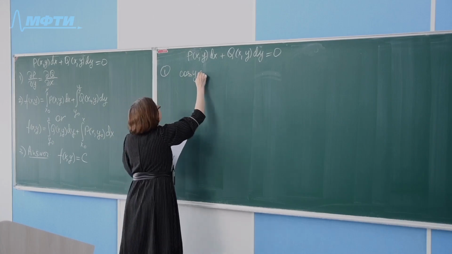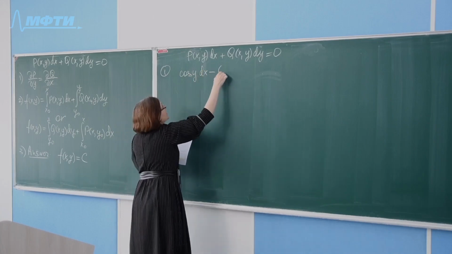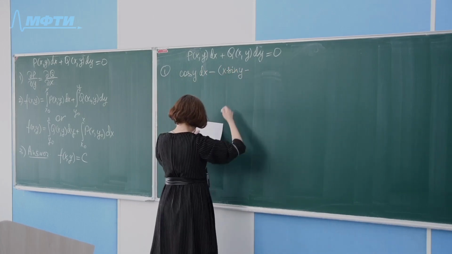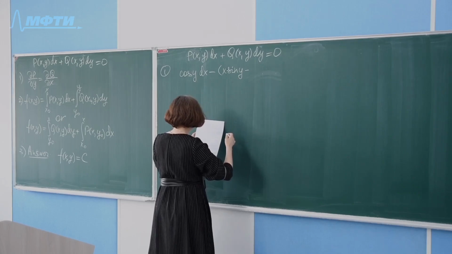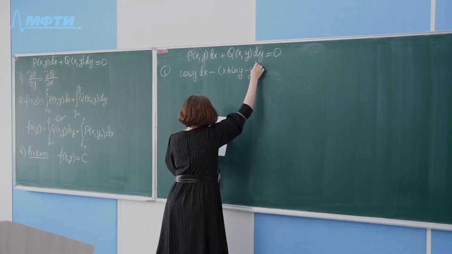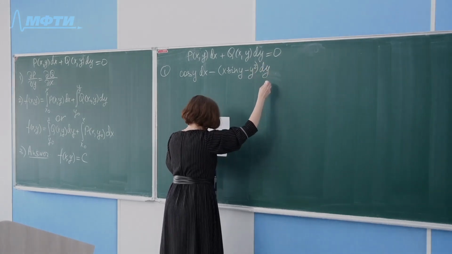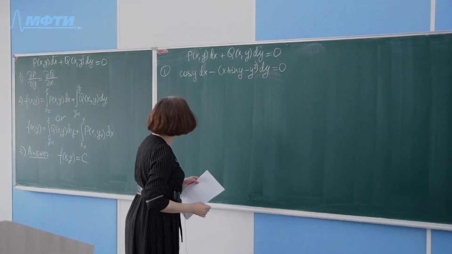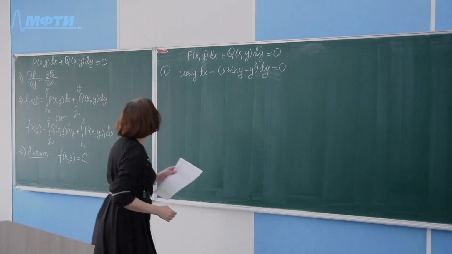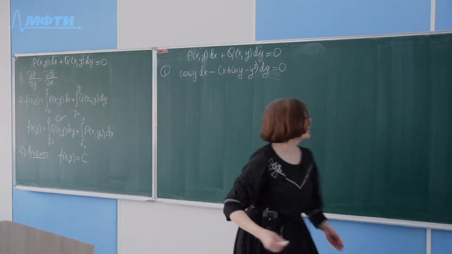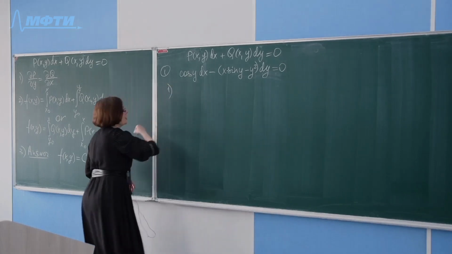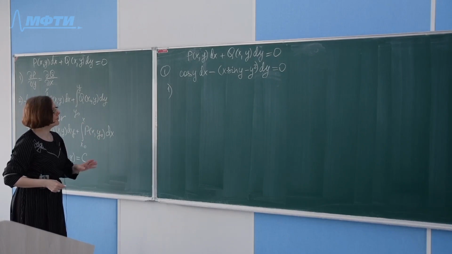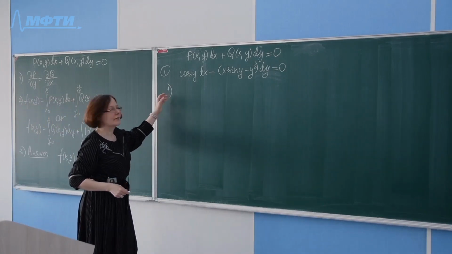Cos y dx minus x sine y, okay, so minus y squared dy equals 0. Right. And so first we will check. So this is the first equation. I will solve it myself, and after this you will try, right?